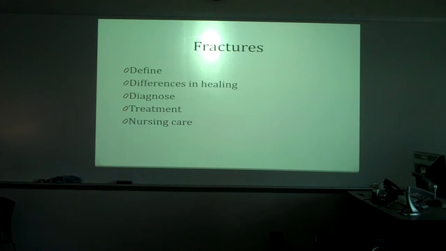Assessment, you may notice deformity, edema, pain, warm redness, ecchymosis or crepitus over a site of a fracture. It's diagnosed by x-ray. And treatment obviously depends on the type of fracture.